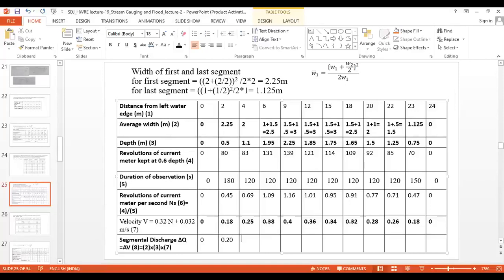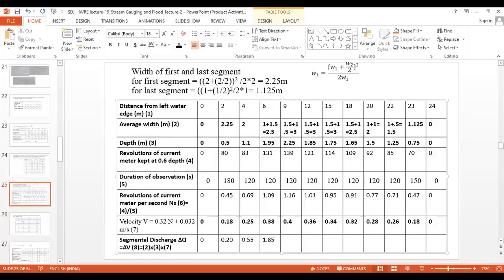Then the next one will be average width as 2 into depth as 1.1 into velocity as 0.25, that is 0.55 meter cube per second. Then 2.5 is average width into depth as 1.95 into velocity as 0.38. So this is 1.85. Please do check the answers.